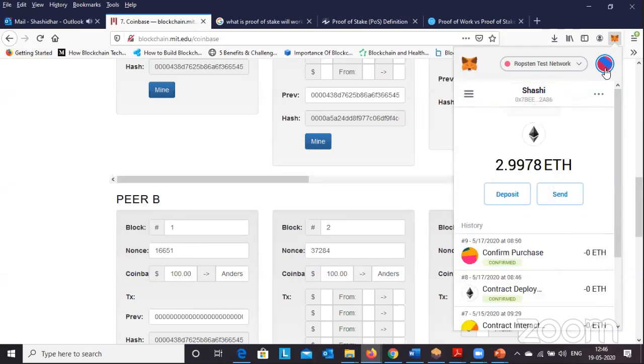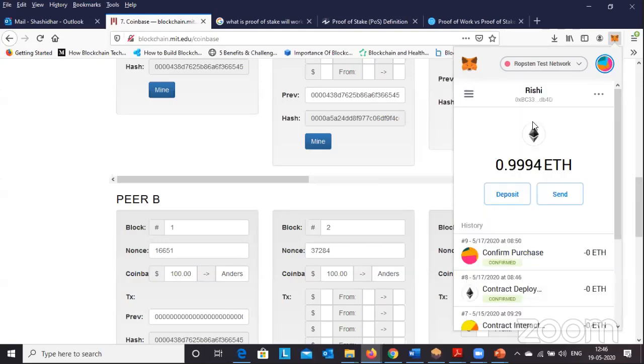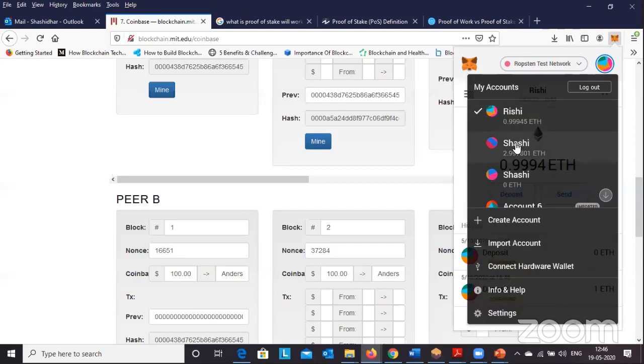Okay, so now suppose I want to make a transaction, I want to transfer cryptocurrencies. I have created one more account, the name is Rishi, and here I have 0.99 ethers. Now I want to transfer from the Shashi account. So I have copied the address. This is the public address of Rishi.